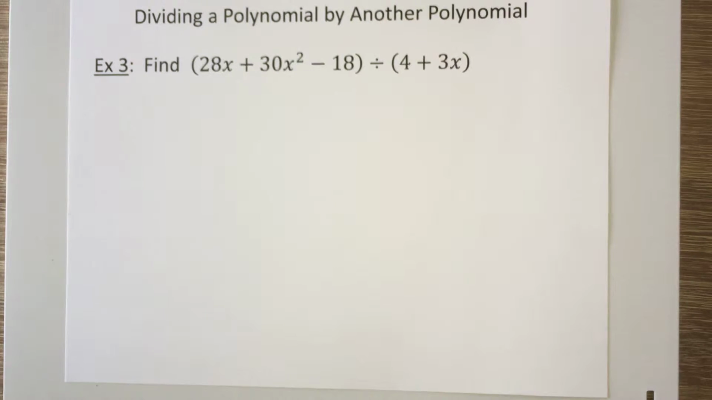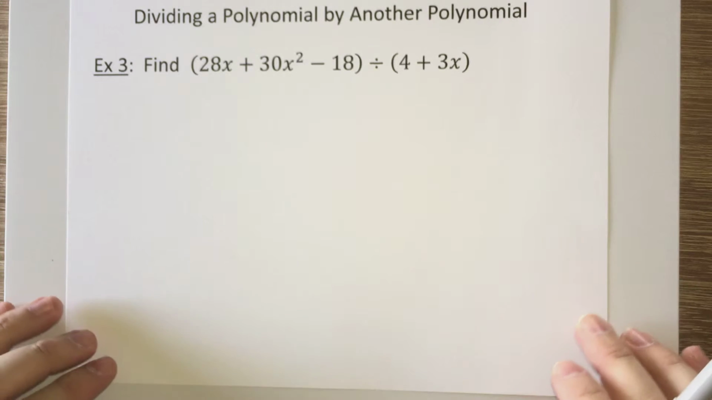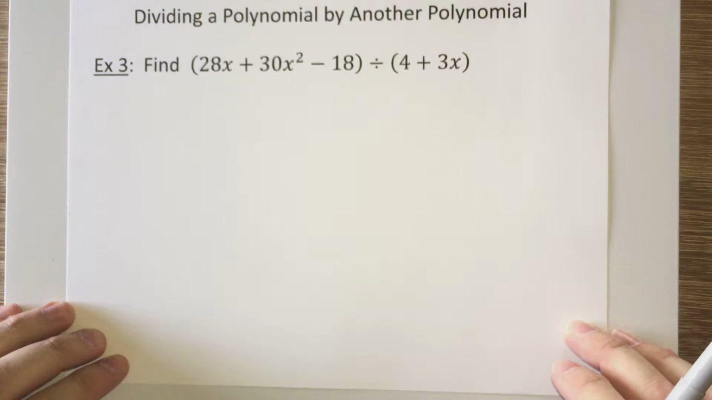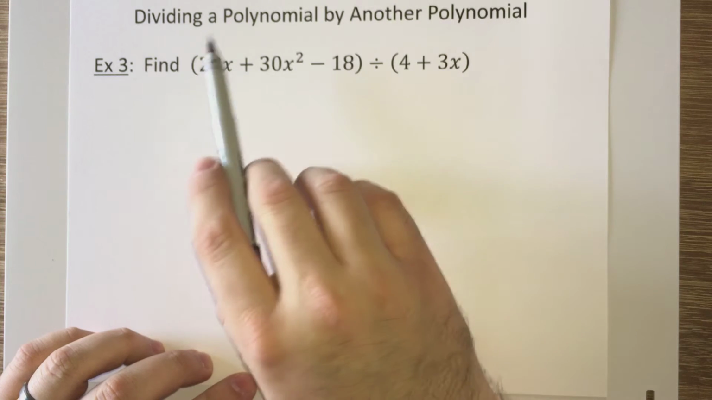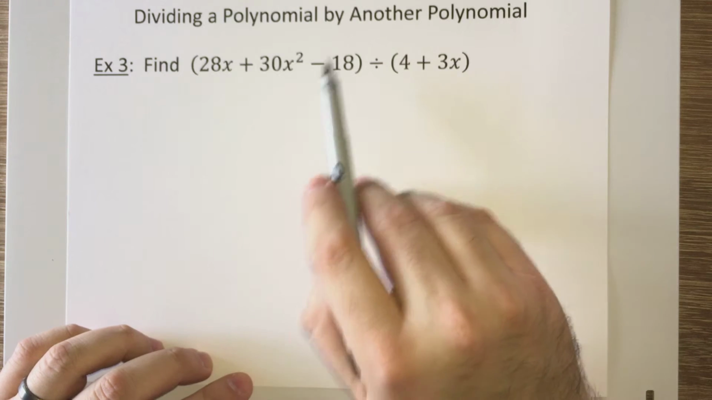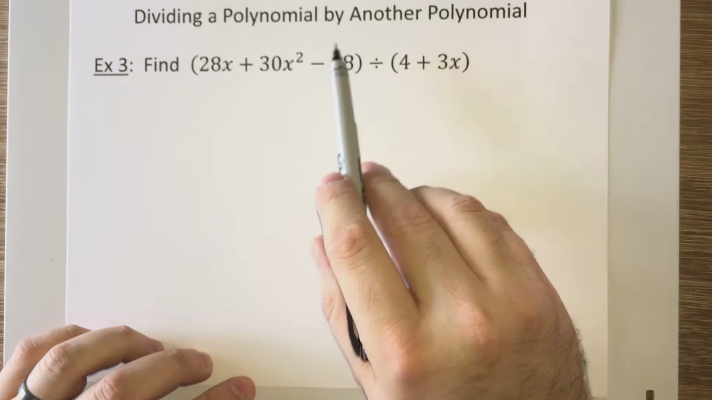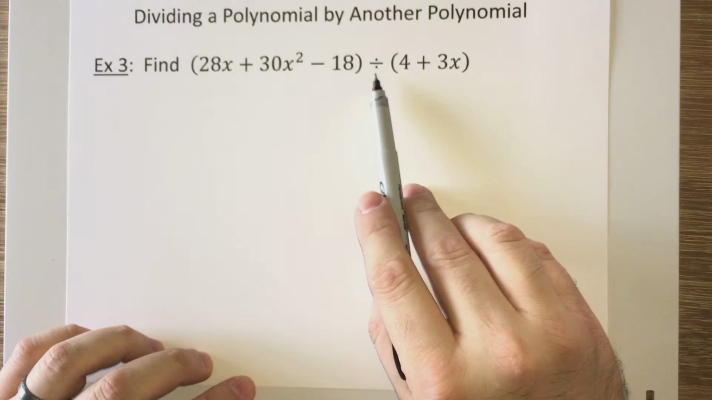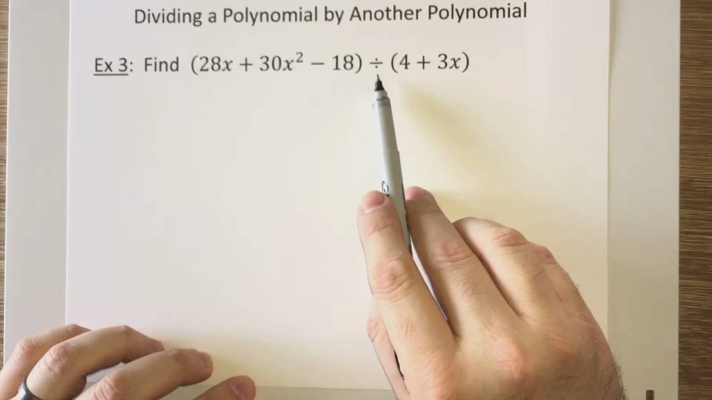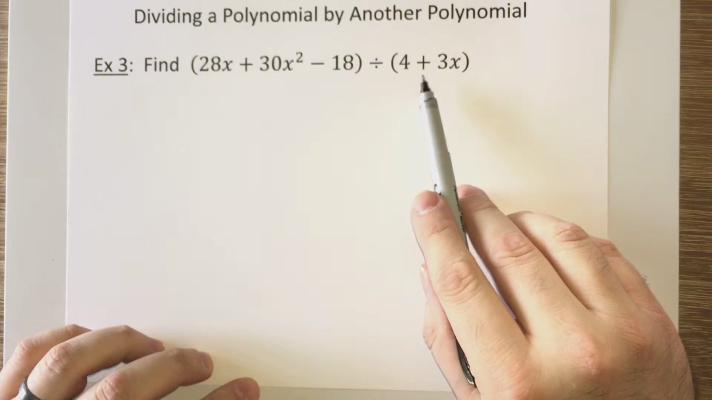Okay, so now let's look at a couple of examples of dividing a polynomial by another polynomial. So first thing I want you to do is look at this and see how it's different than the other problems. Now it says we're dividing a polynomial by another polynomial, not by a monomial. When you see this word "by," it's basically whatever comes after the division sign. So here we're dividing by this thing. Whatever comes after the division sign, that's what we're dividing by. This is not a monomial, it's a polynomial.